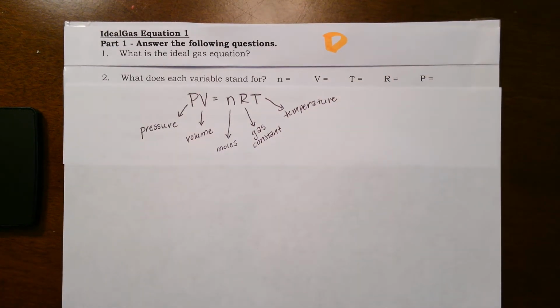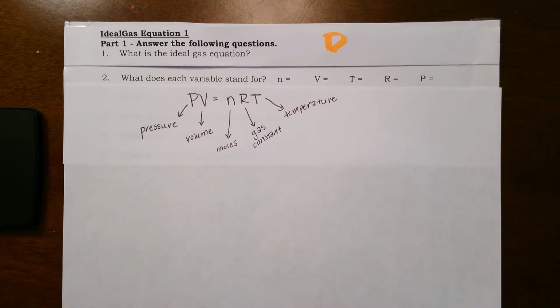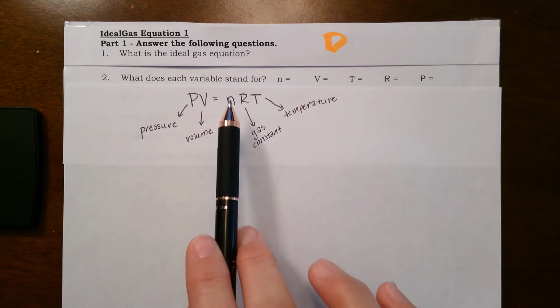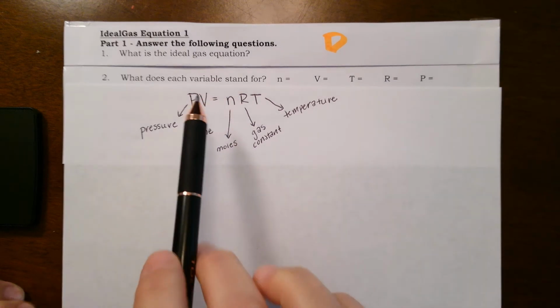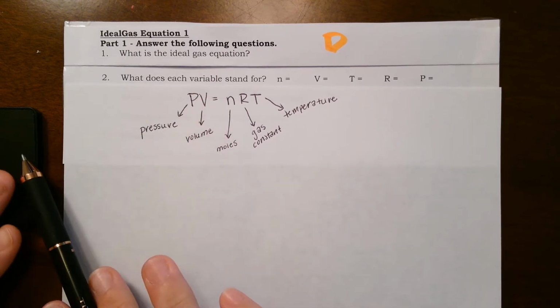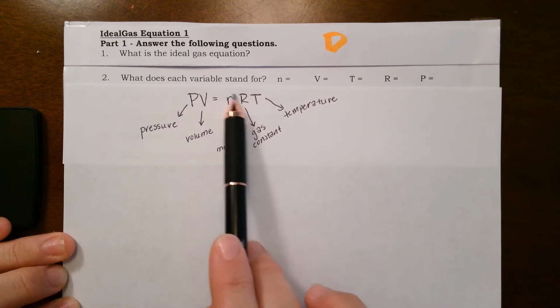The big thing that makes this different than the combined gas law is this part right here. That N variable is adding a specific quantity. Before, in our combined gas law, it didn't tell you how much of the gas there was. But for the ideal gas law, it's telling you there's a specific set amount. So the way to differentiate between the combined gas law and the ideal gas law is to see if there is a quantity that's listed.